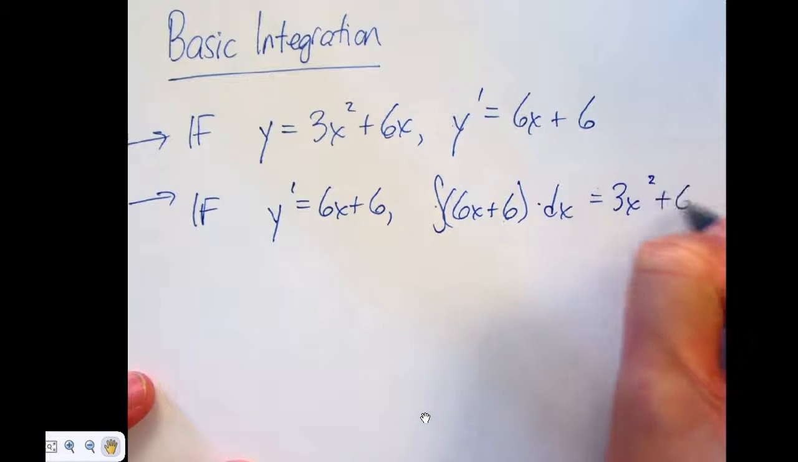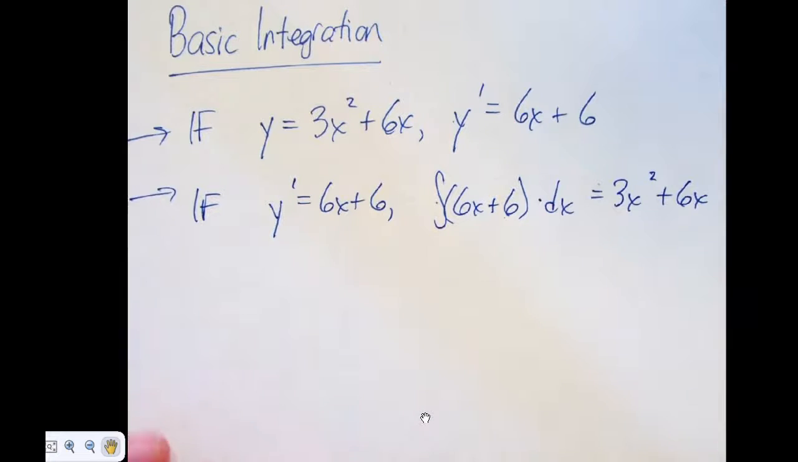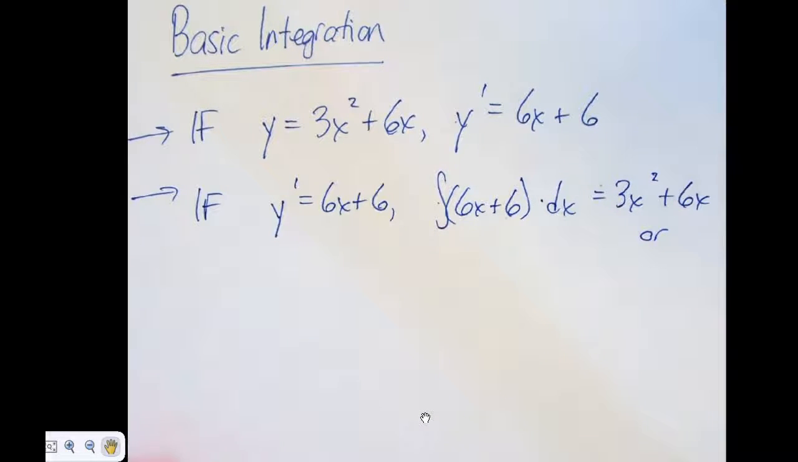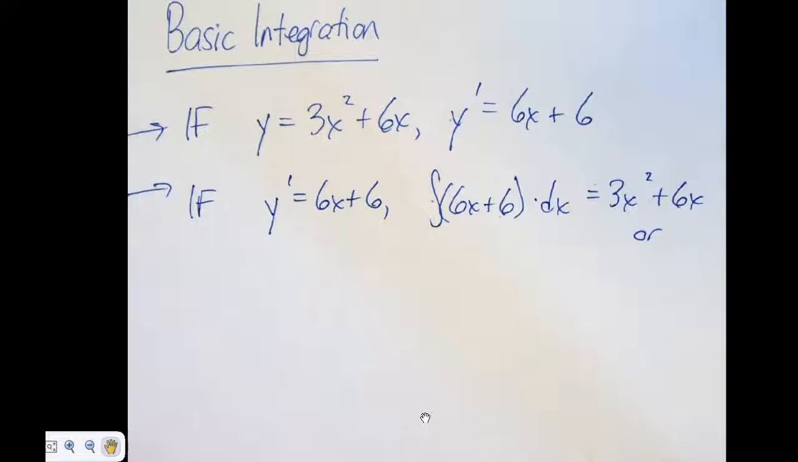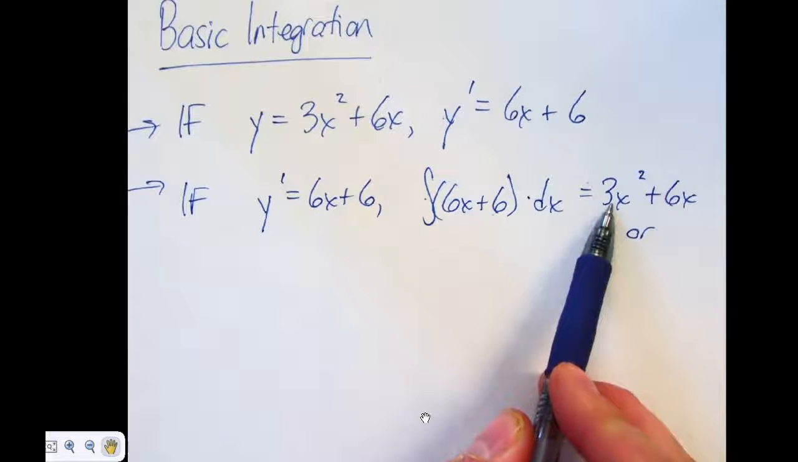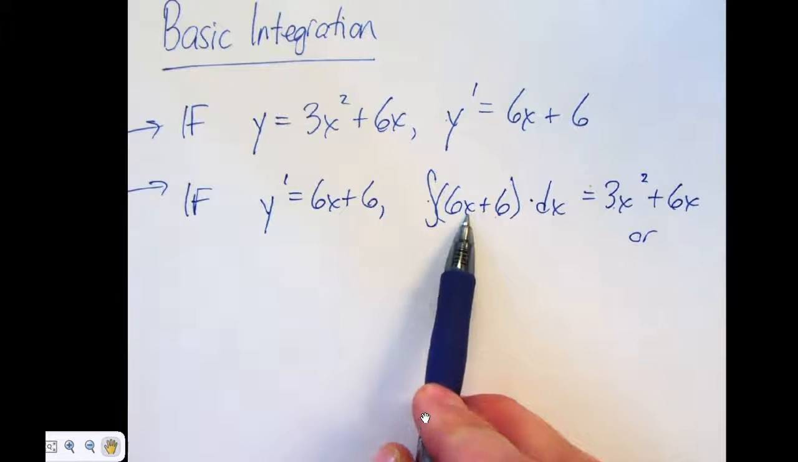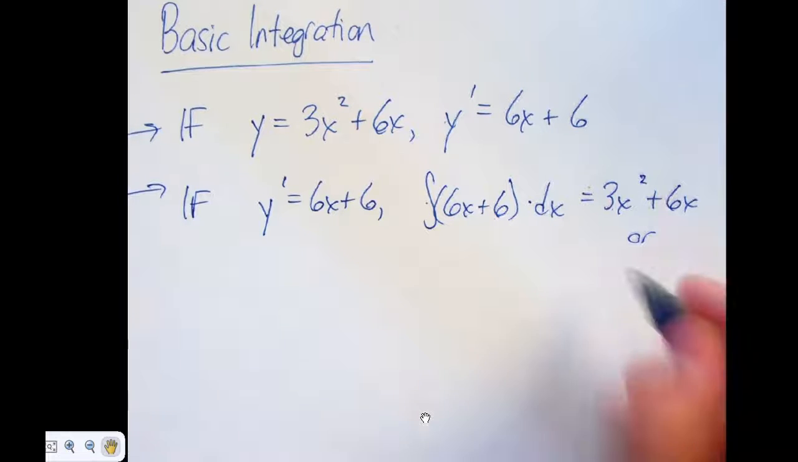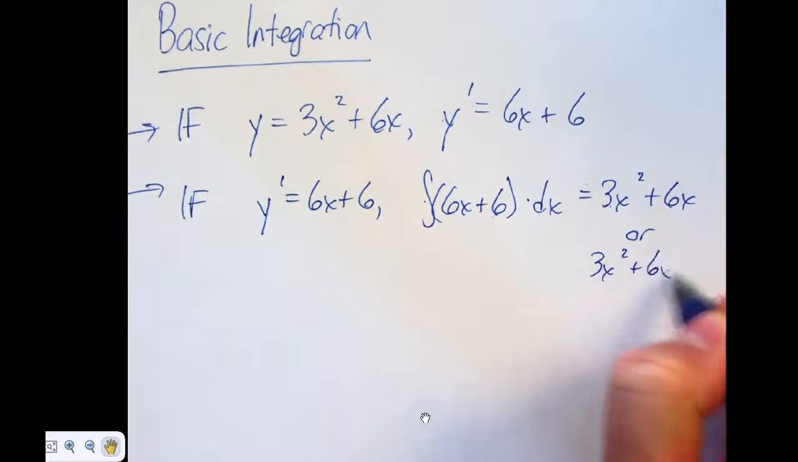3x squared plus 6x. Okay. What else could it have been? What else would give you a derivative of 6x plus 6? Kyle? 2x to the third plus... No, the derivative of that would be 3x squared. You're going up a level from here. I'm saying go up a level from here. Lauren? It would be 3x squared plus 6x plus or minus something else.